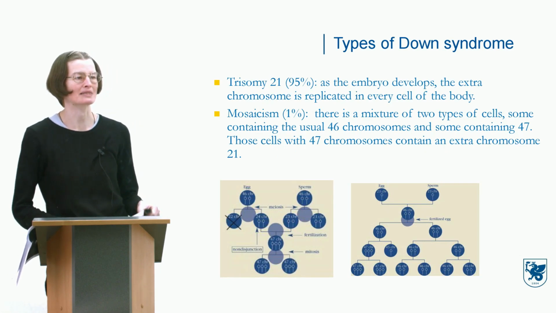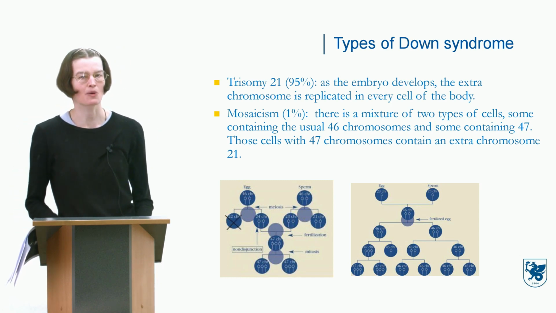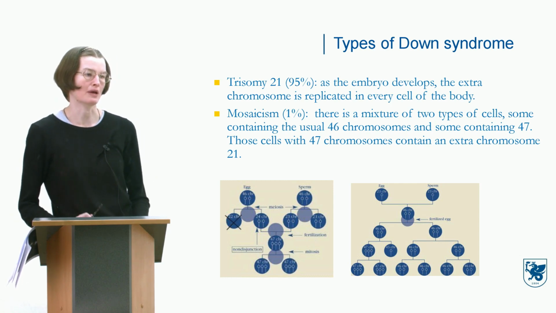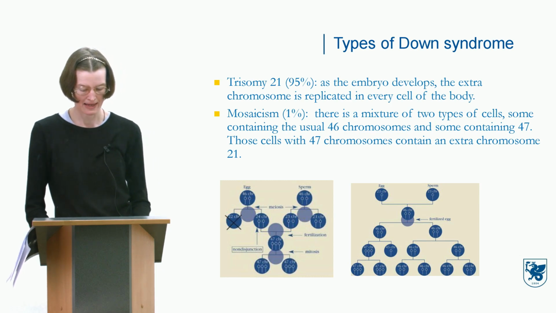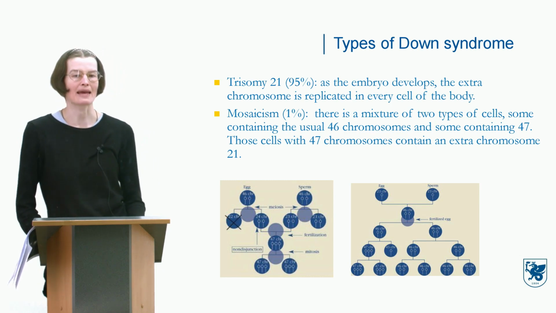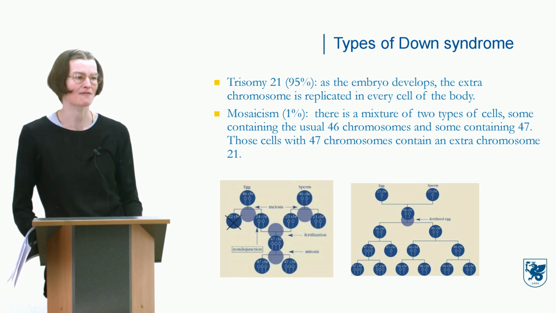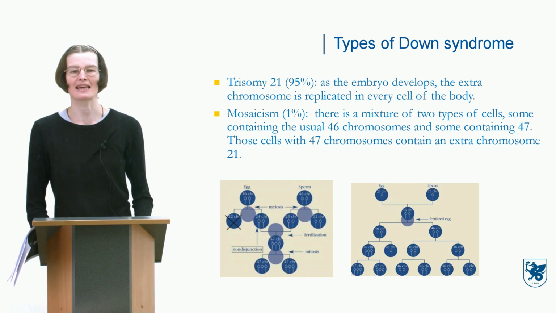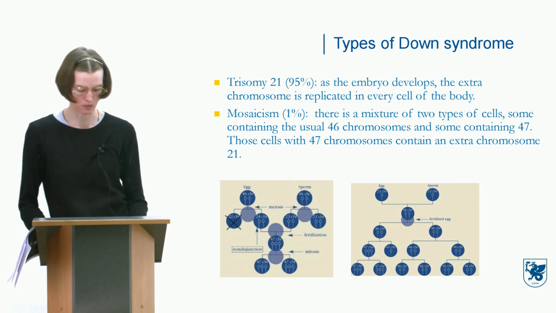So here you can see the types of Down syndrome, and the most common type is commonly referred to as trisomy 21, which is on the left. It occurs in 95% of cases, and as the embryo develops, the extra chromosome is reduplicated in every cell of the body. The next type occurs very rarely, in about 1% of cases, and is referred to as mosaicism.